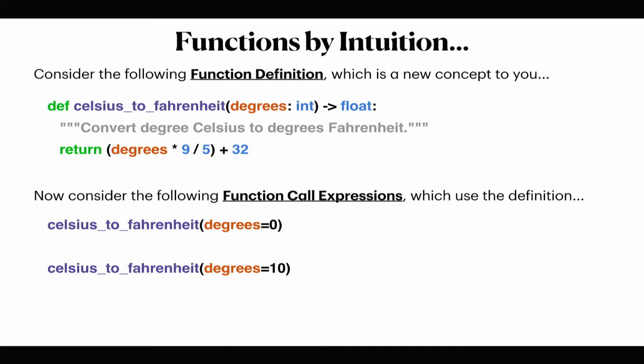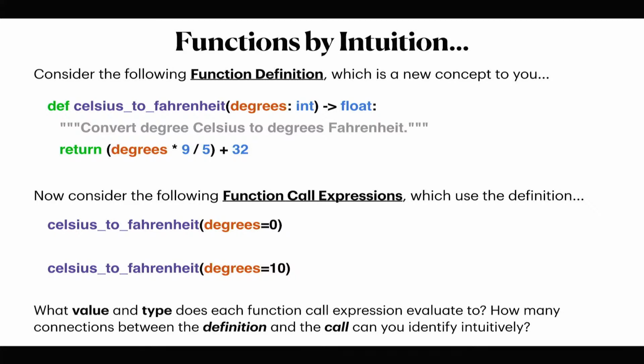What I'd like you to do is work with your neighbor for the next 5 minutes on the following prompt. What value and type does each function call expression evaluate to? So these 2 expressions, what do they evaluate to, and what type? And then lastly, what kinds of connections do you think you can make between the call and the definition? I'm going to turn it over to you all to try this challenge out. The TAs will once again be coming around if you have questions or want to talk about your intuitions.